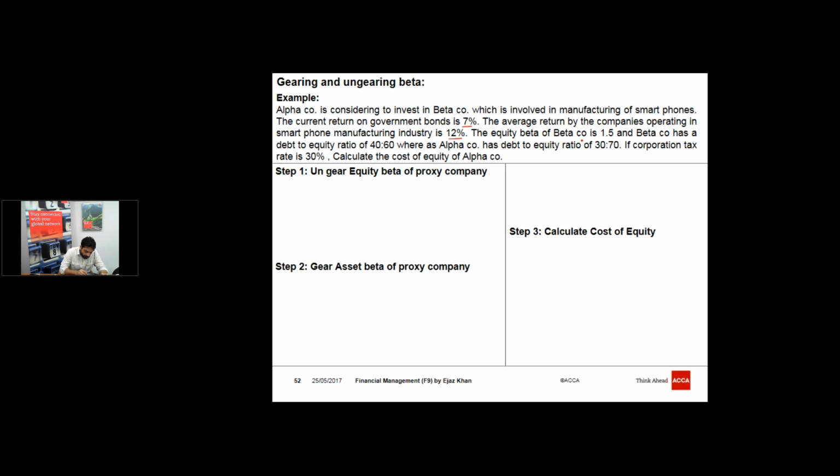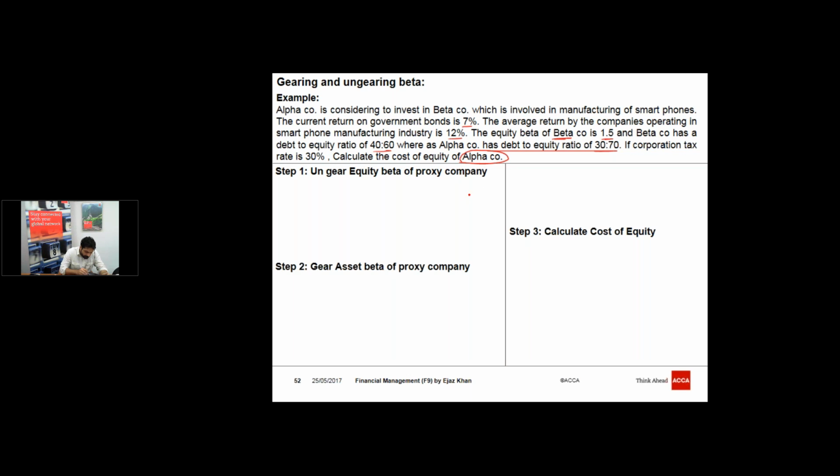The equity beta of alpha company is 1.5. It's not beta company, it's actually alpha company. And beta company has a debt to equity ratio of 40:60, whereas alpha company has a debt to equity ratio of 30:70. If corporation tax rate is 30%, calculate the cost of equity of alpha company.